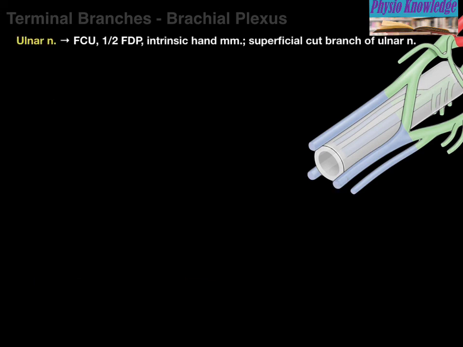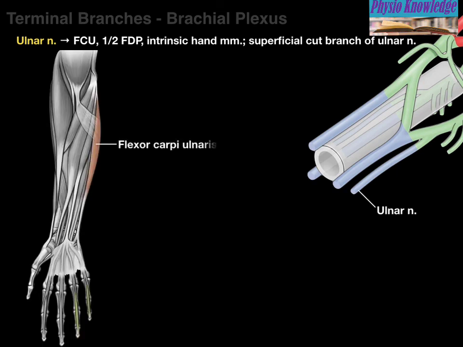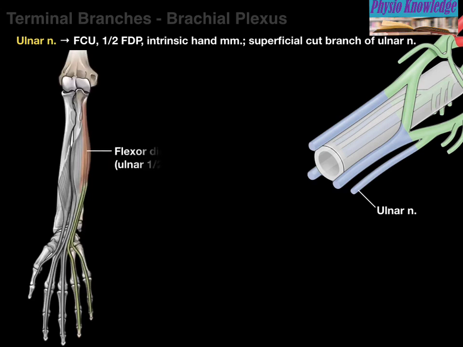And finally, our ulnar nerve innervates the flexor carpi ulnaris, half of the flexor digitorum profundus, a bunch of the intrinsic hand muscles, and the superficial cutaneous branches. So there's our ulnar nerve coming primarily from that medial cord, and it innervates the only muscle in the flexor compartment of the forearm that has the word ulnar in it, the flexor carpi ulnaris, and the deepest compartment there is our flexor digitorum profundus, but specifically only the ulnar half, the half that's closest to the ulnar bone that goes to your ring and pinky fingers.